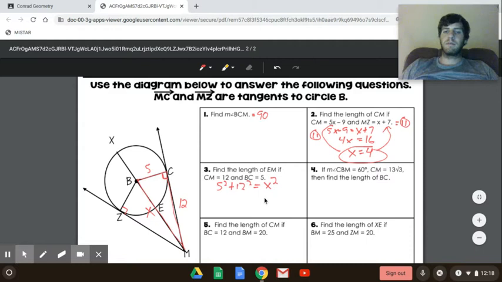Okay. 5 squared is 25. 12 squared is 144.